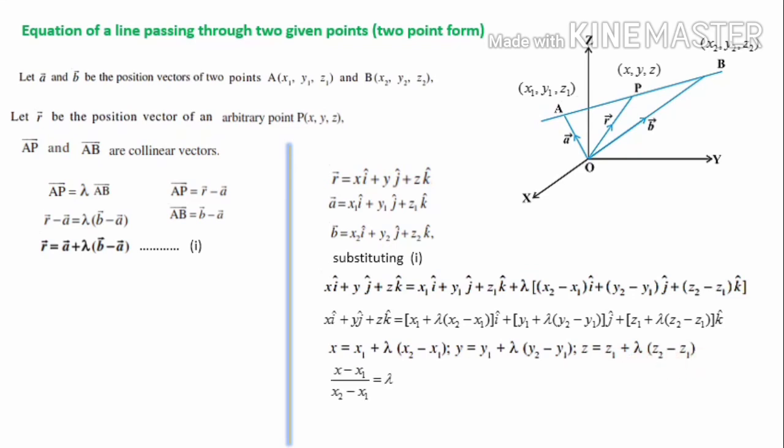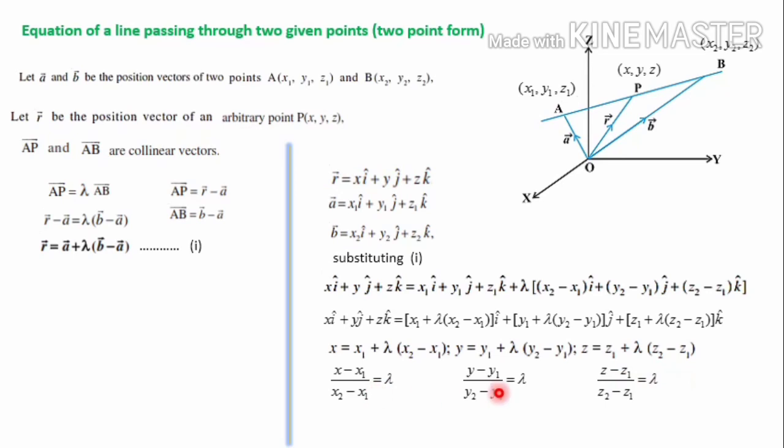Then let's take this lambda separately on the right side. That is, this x1 we have to bring to the left side. That is (x - x1) divided by (x2 - x1), that is, (x - x1)/(x2 - x1) is equal to lambda. And in the case of y also, the same. This y1 we have to bring to the left side, that is (y - y1) divided by (y2 - y1), that is equal to lambda. And here z1 we have to bring to the left side, that is (z - z1)/(z2 - z1), that is equal to lambda.